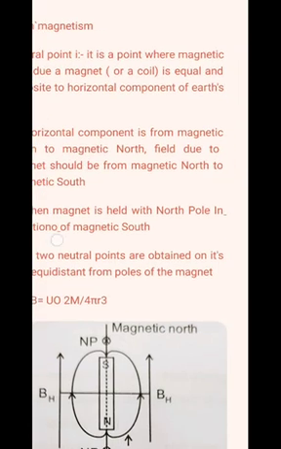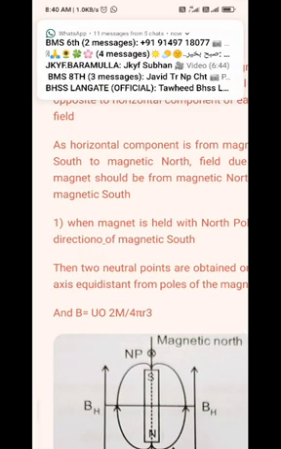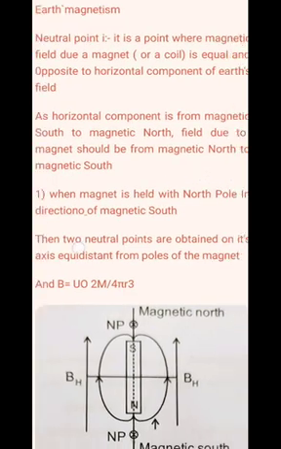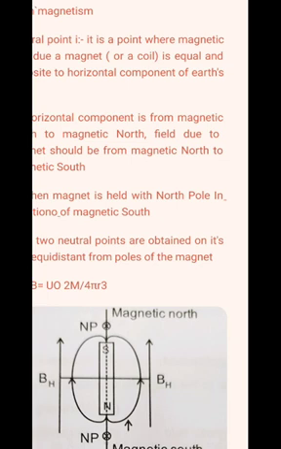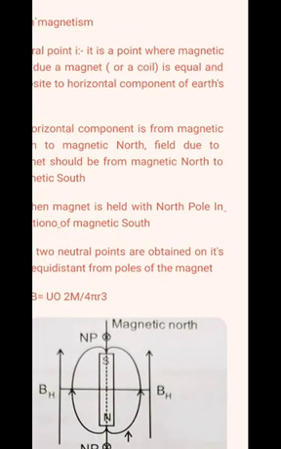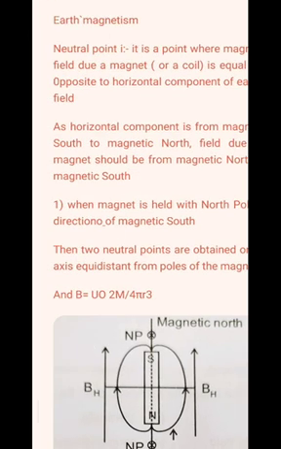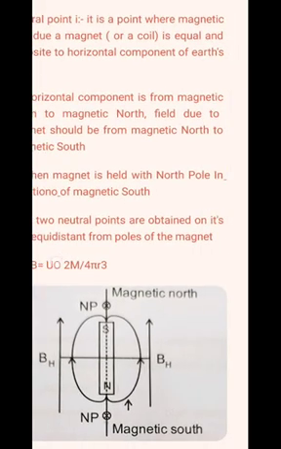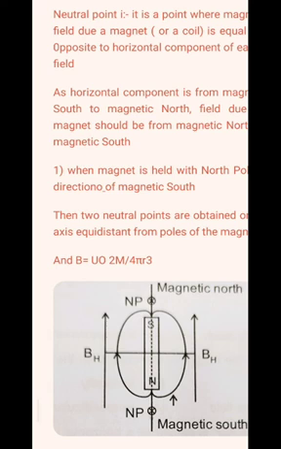It is a point where the magnetic field due to a magnet, bar magnet or a coil is equal and opposite to the horizontal component of the Earth's magnetic field. At each and every such point, the horizontal component is equal to the magnetic field due to the bar magnet. As the horizontal component is from magnetic south to magnetic north, the field due to the magnet should be from north to south.